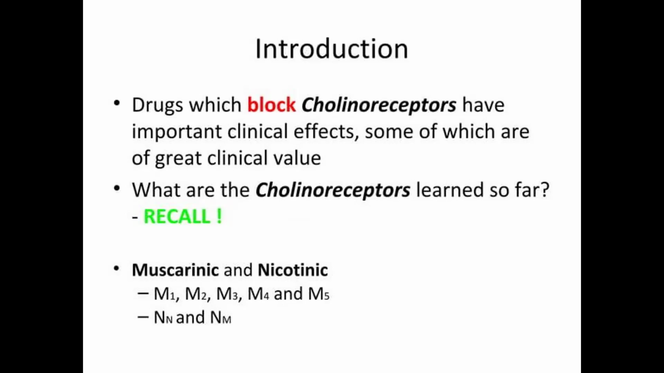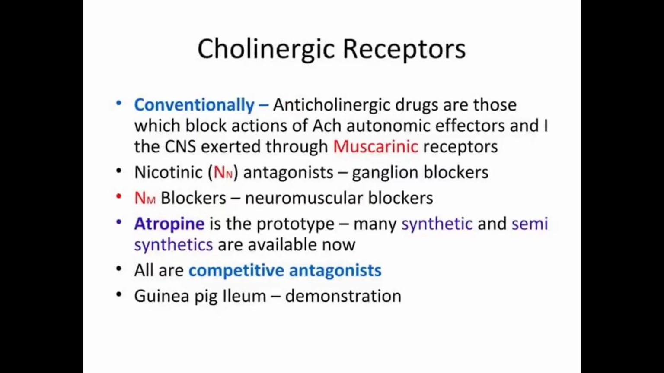Why? Because the actions are similar. Actions of acetylcholine are similar to those of muscarine or nicotine. Some actions relate to the alkaloid muscarine, and some actions relate to another alkaloid, nicotine. So conventionally, anticholinergic drugs are those drugs which block the actions of acetylcholine on autonomic effectors and in the CNS, which is exerted through the muscarinic receptors.